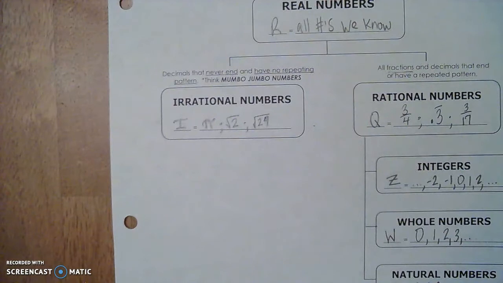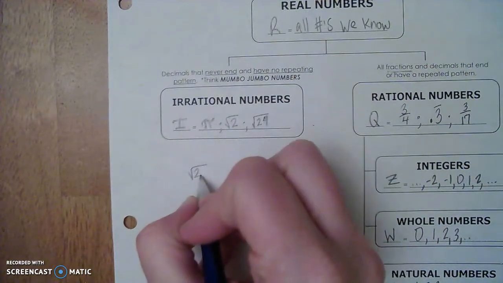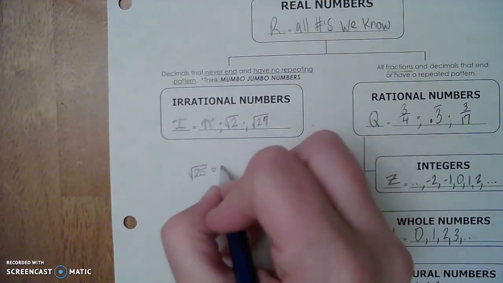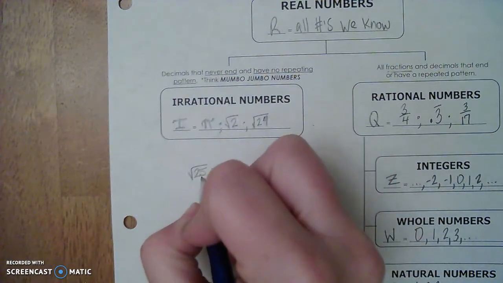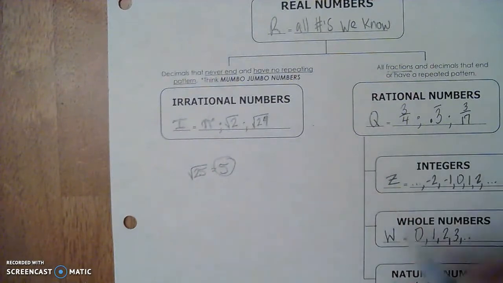Now, that doesn't mean every single square root you see is automatically an irrational number. So, for instance, if I have the square root of 25, oh wait, 5 times 5 is 25. So when I see this, I need to turn it into 5 to decide which of these it is. All right, so don't just automatically assume a square root means it's an irrational number.